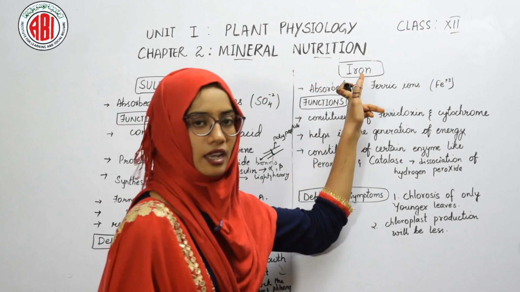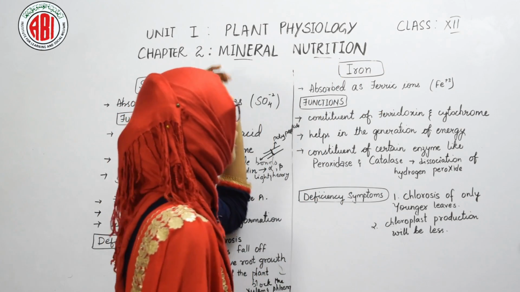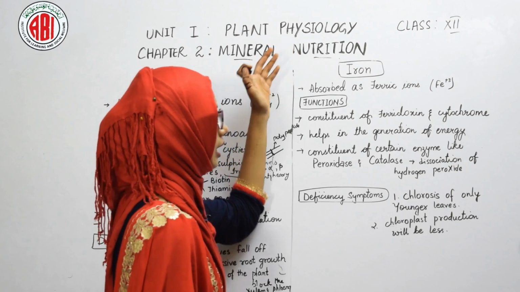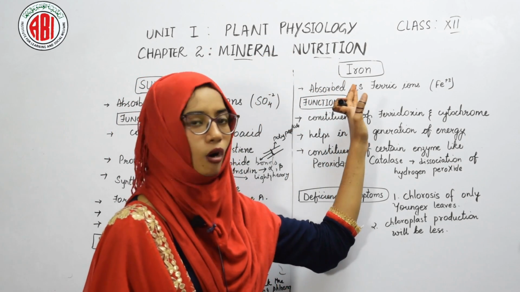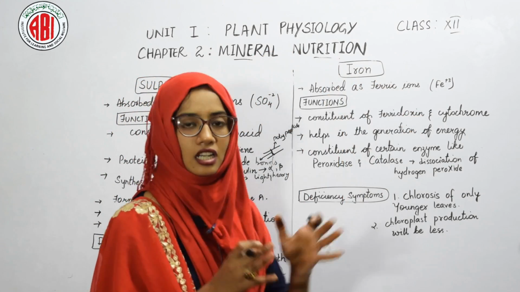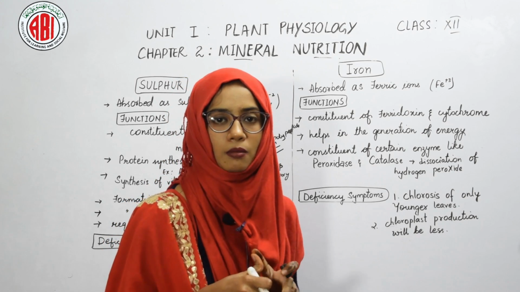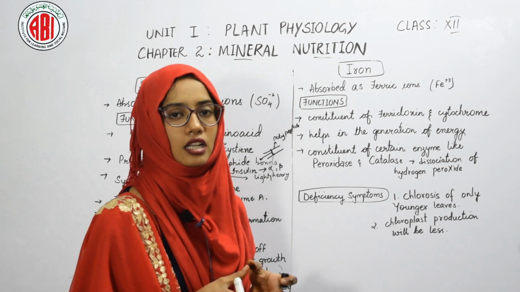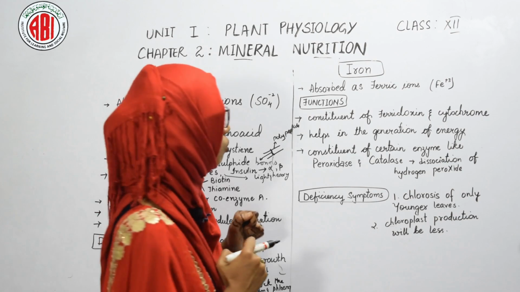Let us move to the next element, that is iron. Iron is an element which is absorbed in the form of ferric ions. Iron is present in the form of ferric ions in the soil, and those ferric ions are going to be absorbed by the roots of the plant.